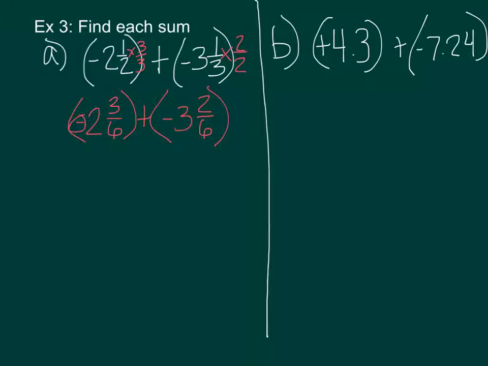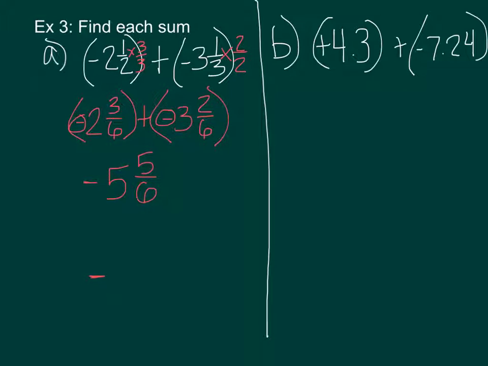Notice I have the same signs again, so my answer is going to be negative. 2 plus 3 is 5. Then all I have to do is add the fraction tops. 3 plus 2 is 5/6. So therefore my answer on this is negative 5 and 5/6.